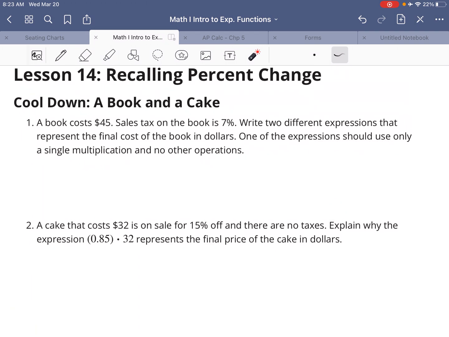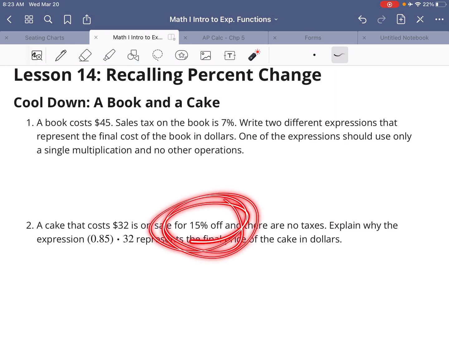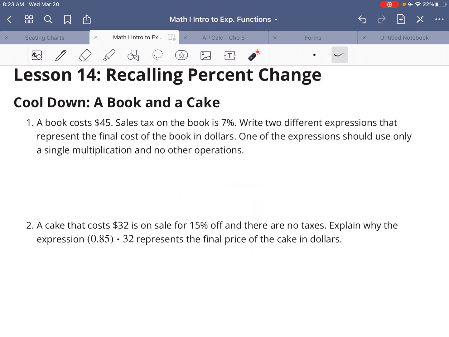A cake that costs $32 is on sale for 15% off, and there are no taxes. Explain why the expression 0.85 times 32 represents the final price of the cake in dollars. Well, if it's 15% off, what percent are you still paying? And how do you write that mathematically? Explain that. Let me know if you have any questions.